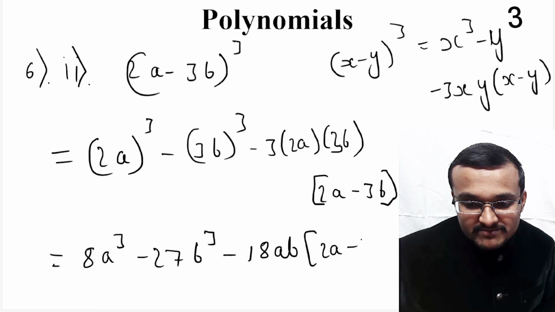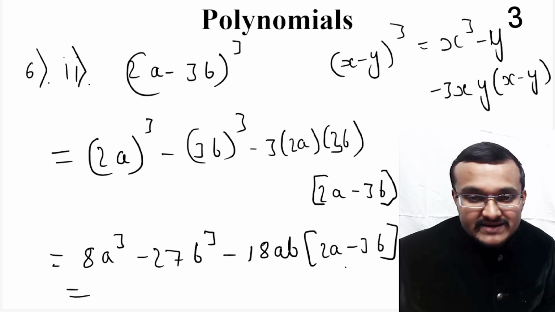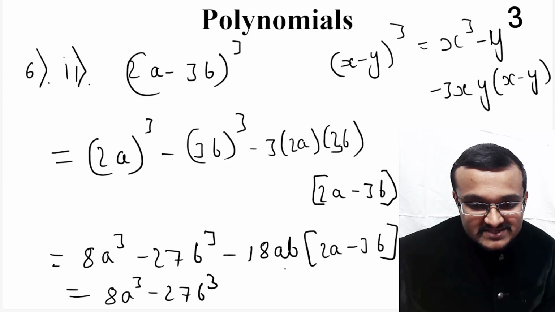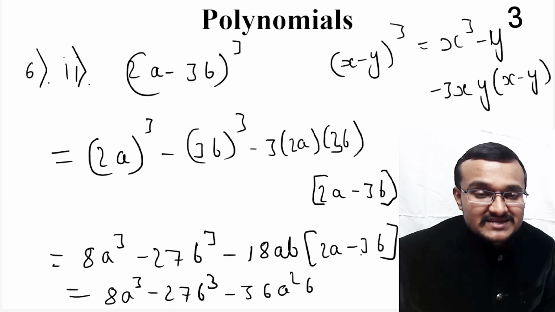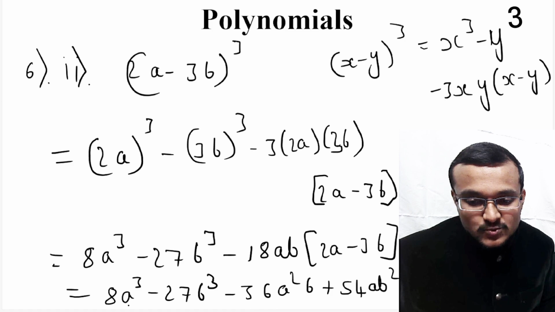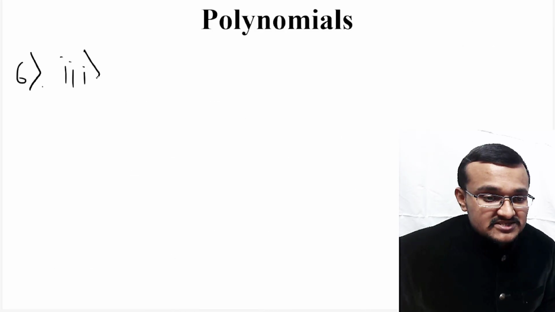In the bracket you have 2a minus 3b. Now you can multiply this minus 18ab with 2a and minus 3b. So you will get 8a cube minus 27b cube. Minus 18 into plus 2 will be minus 36, ab into a, so a square b. Minus 18 into minus 3 is plus 54, ab into b will be ab square. So 8a cube minus 27b cube minus 36a square b plus 54ab square is the expansion of 2a minus 3b whole cube. Try to solve the third question.